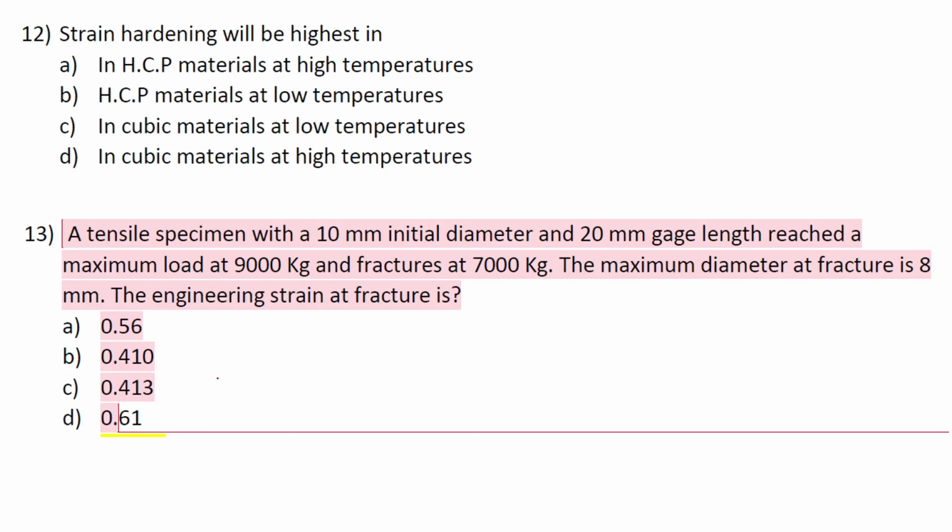Next one: strain hardening will be highest in HCP material at a high temperature, HCP material at a low temperature, cubic material at low temperature, or cubic material at a high temperature. B. How are you saying it is B? Because the number of slip systems... Sorry, strain hardening will be highest in cubic material at low temperature. Yeah, that is the cubic answer.